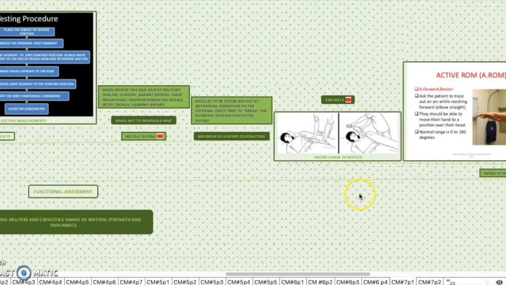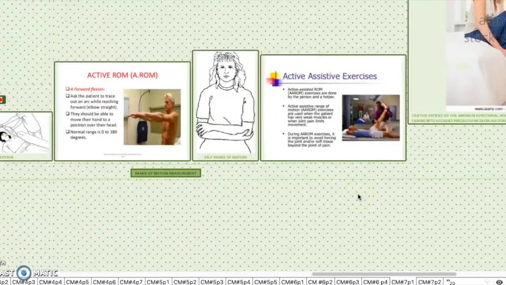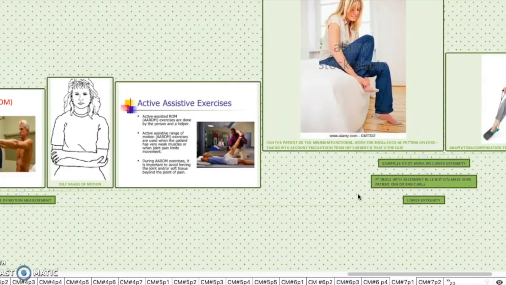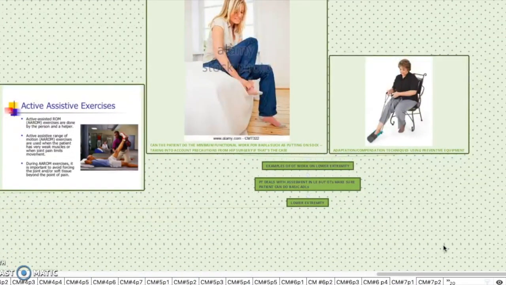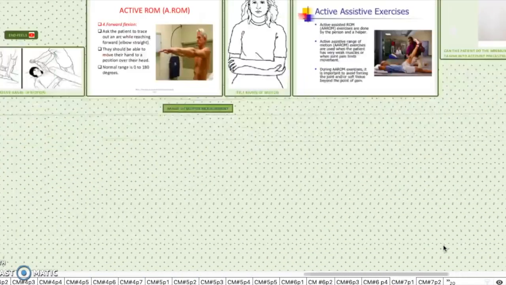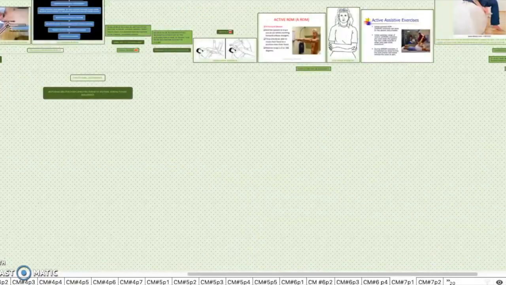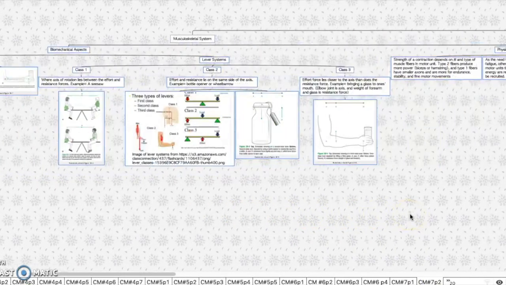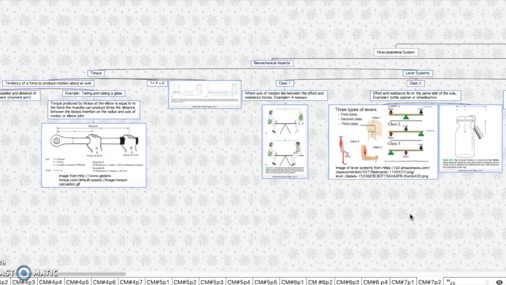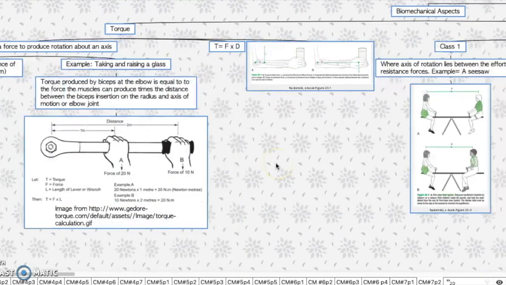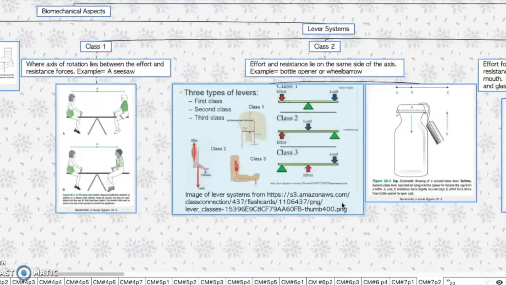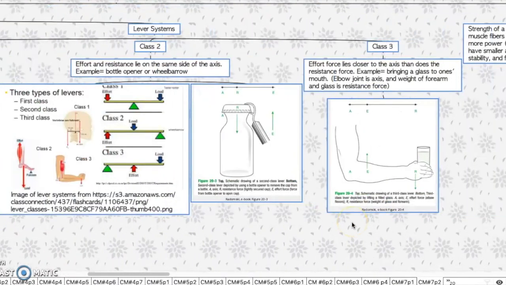Knowing what end feels are and active range of motion versus passive range of motion or active assistive. And OT can also work on lower extremity, not just PT. And then looking at torque and moment arm with some helpful pictures and the lever systems, which we learned our first semester. This is from Radomski chapter 20.